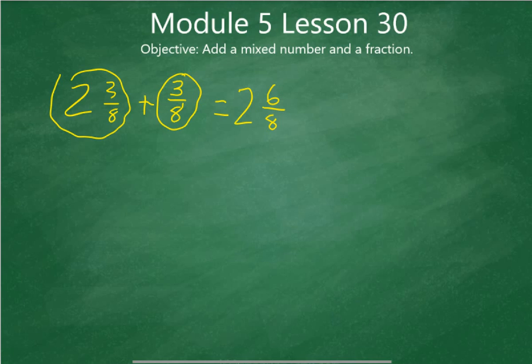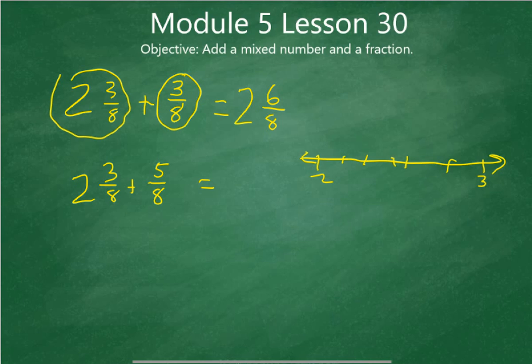But what happens if, instead of that, we have 2 and 3/8, and then we add 5/8 to it? Well, what's happening there? We can sort of demonstrate that quickly on a number line. Let's say between 2 and 3, we can have a half, quarters, and then eighths.